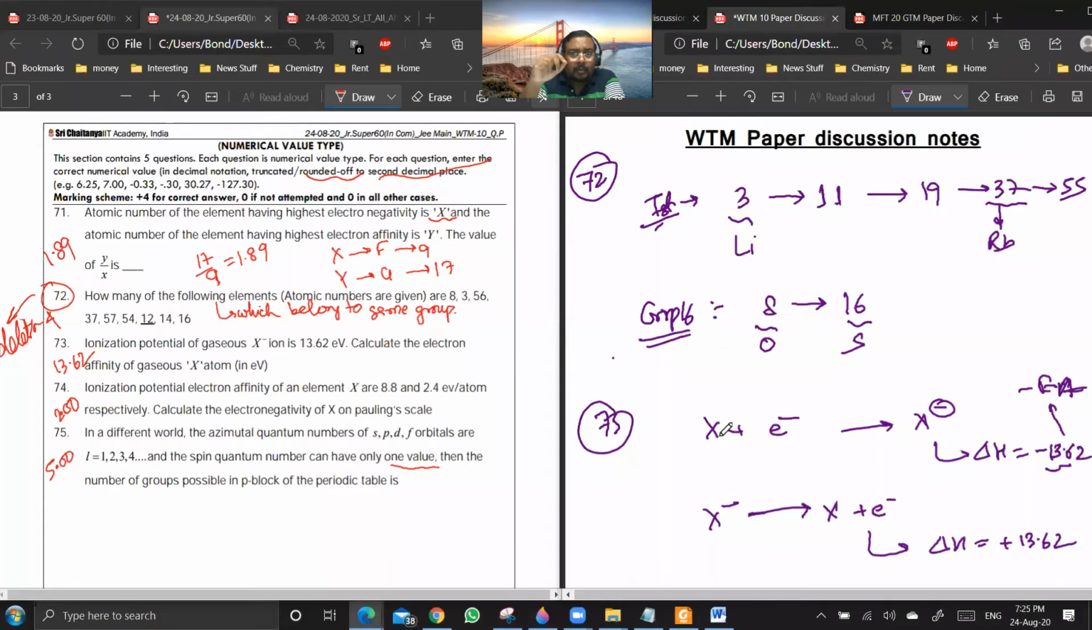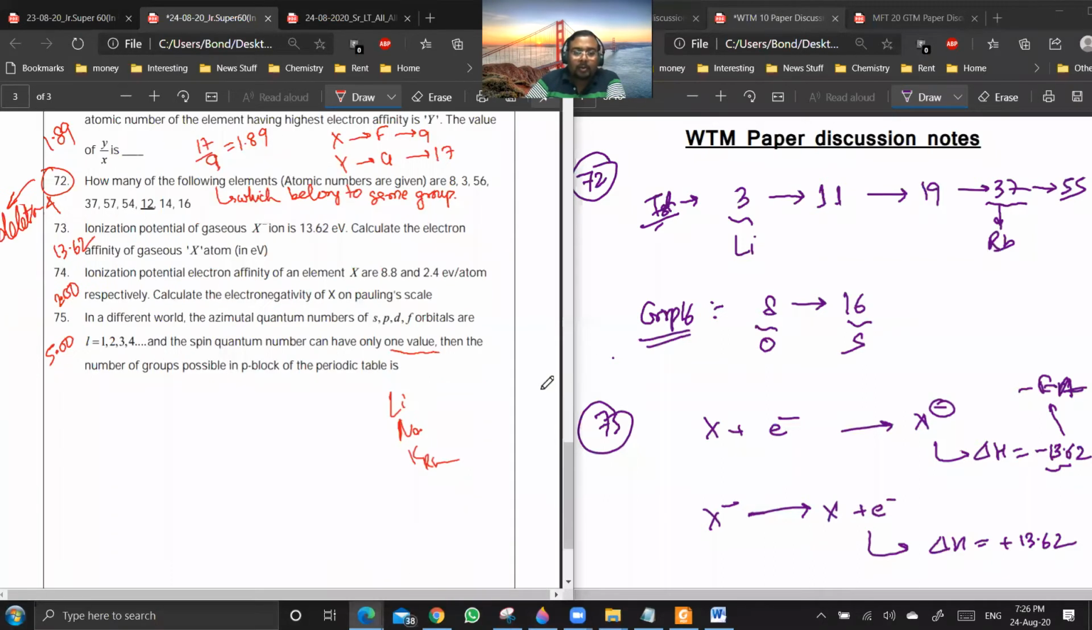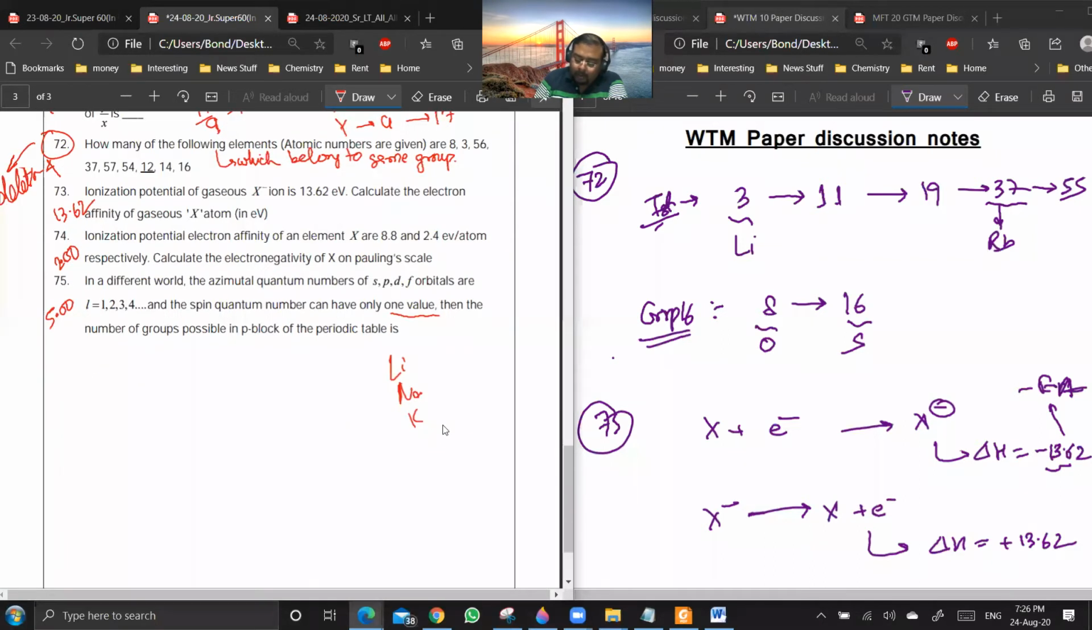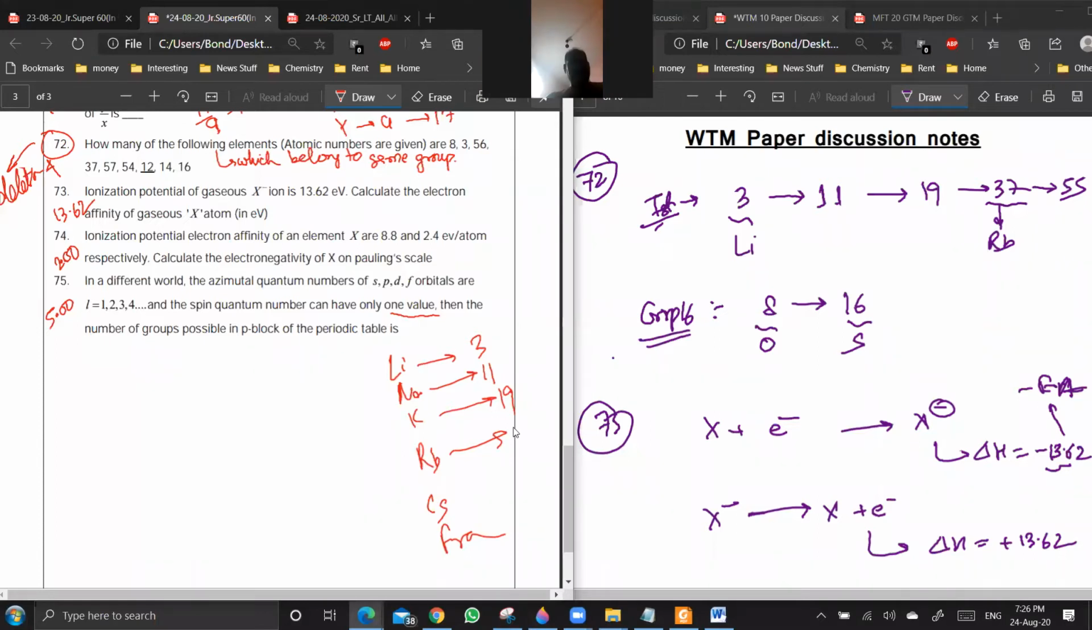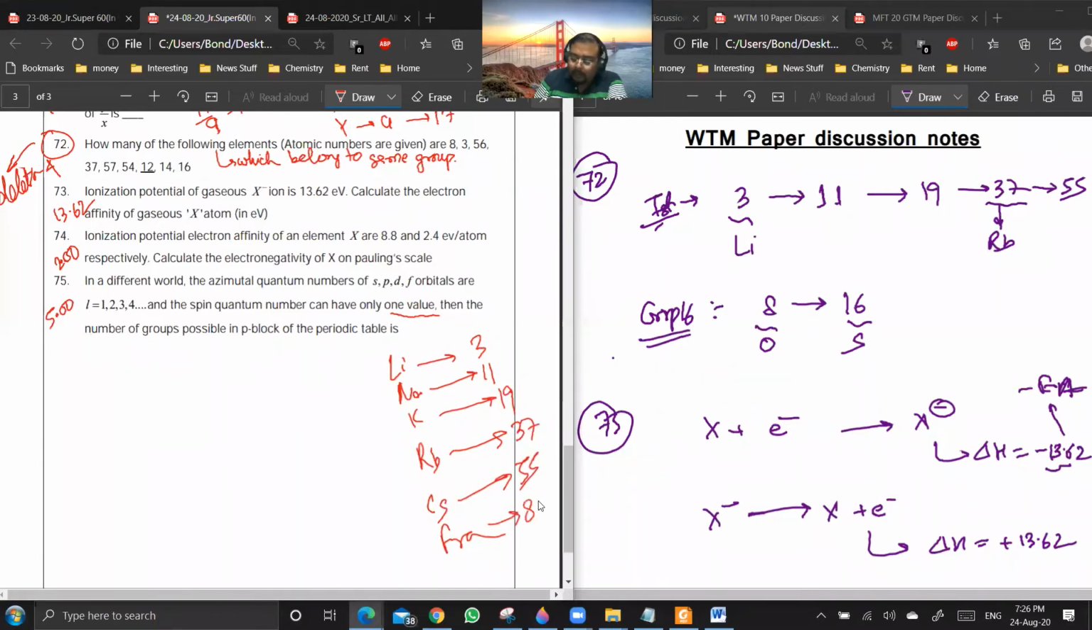Like I have told you that lithium, sodium, potassium, rubidium, cesium, they all belong to the same group. I have given you this thing, no? Now, if lithium is 3, sodium will be 11, potassium is 19. After 19, you get a d electron. So next will be 37, then 55, and then 87.